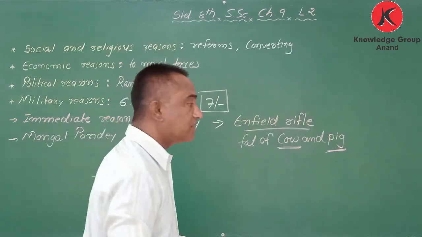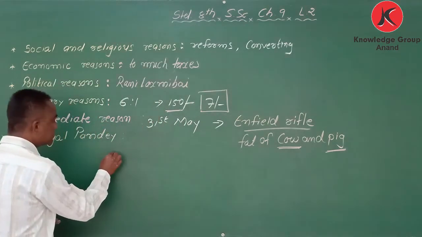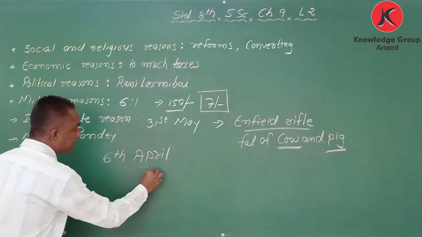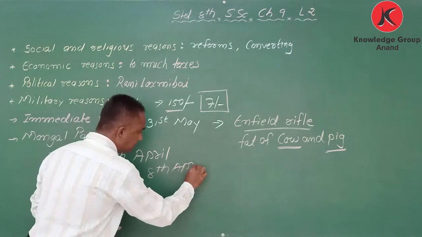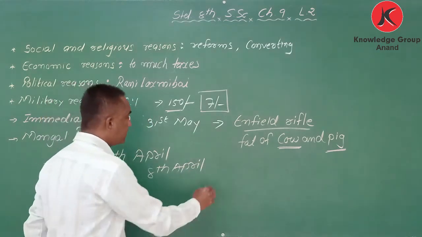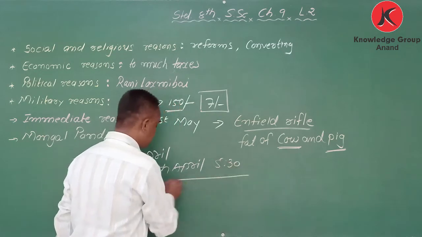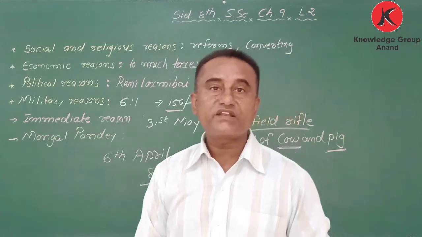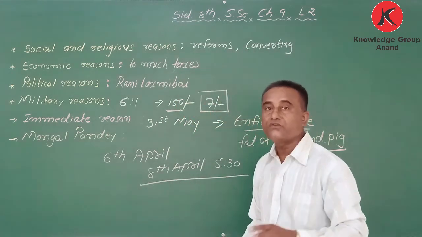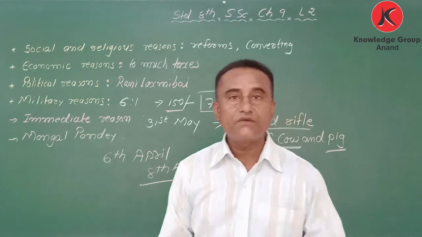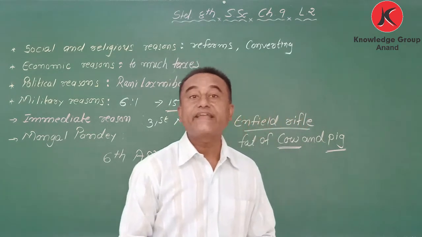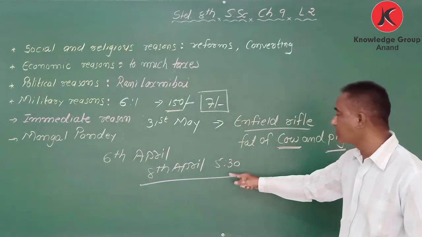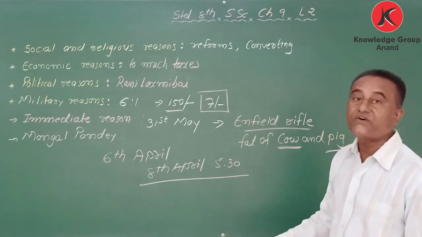At last, on 6th April, he was brought into court, and at last on 8th April, he was sentenced to death early morning at 5:30 a.m. Mangal Pandey was from a Brahman family. When he joined the army, he was something like 26 years old. But he refused to use the cartridge. And at last, on 8th April, early morning at 5:30 a.m., he was hanged.